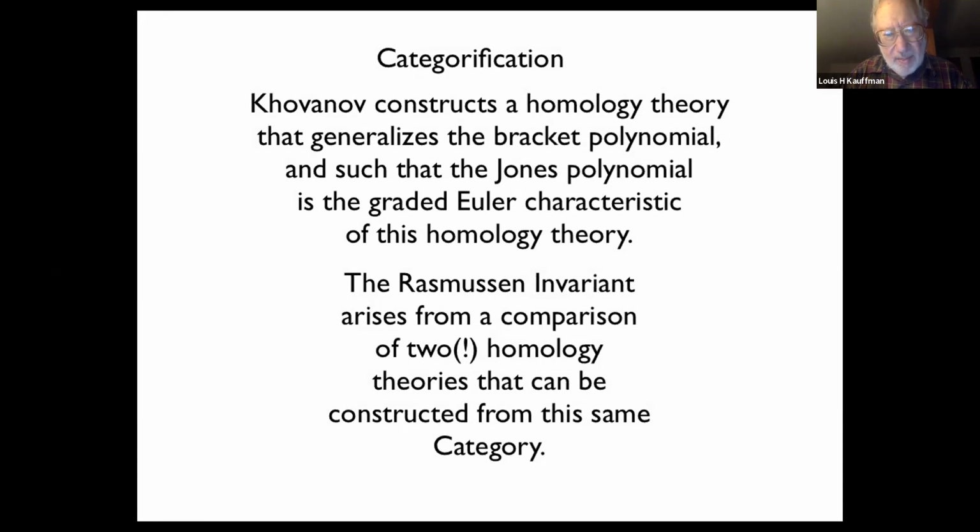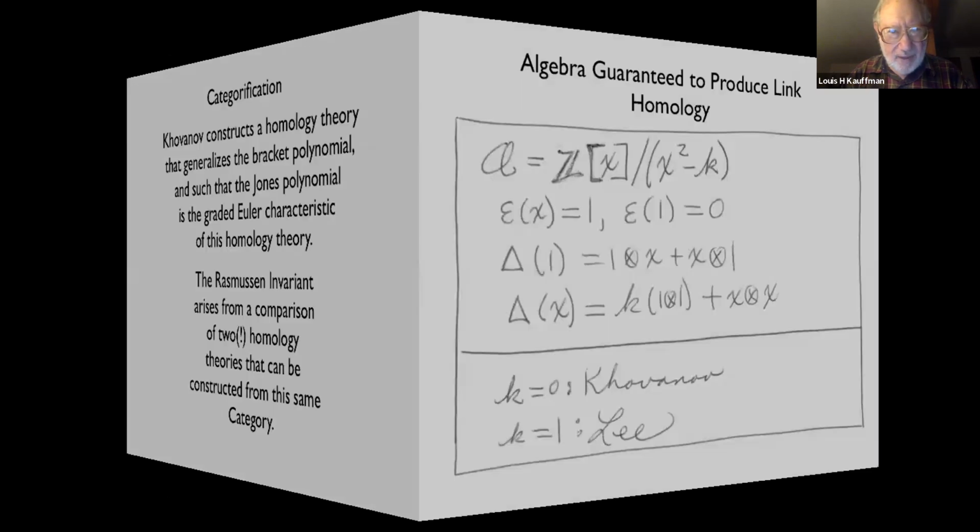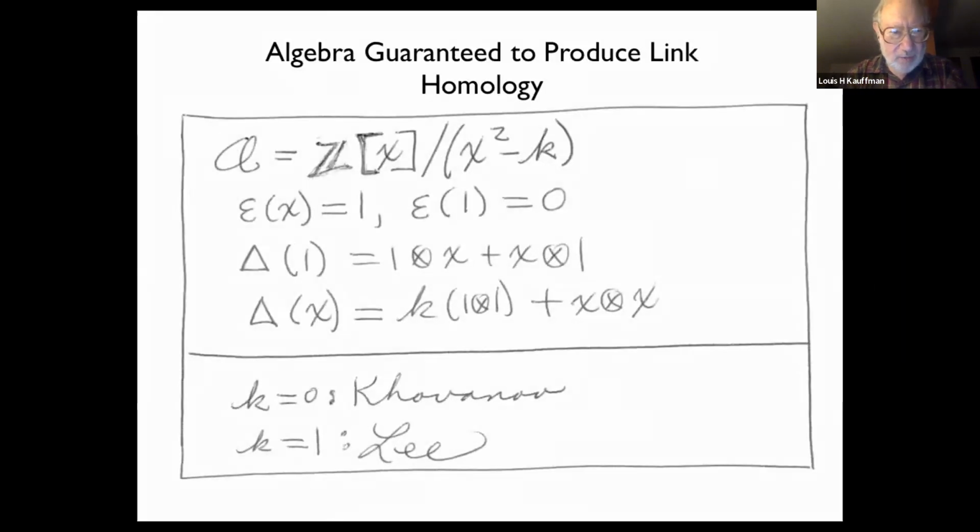Now, the remarkable thing is that there's more than one way to do these homology theories by constructing a module. And in fact, this is a generalization of Khovanov's algebra. If I had let k equal 0 in the formulas you see on this slide, the epsilons have to do with a co-unit, and I won't bother you with it.